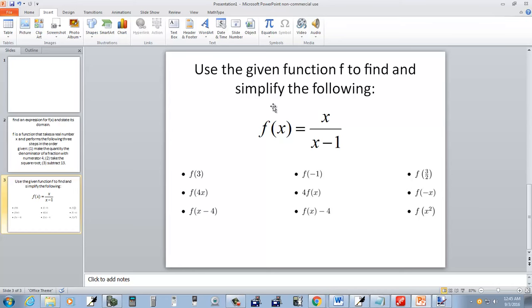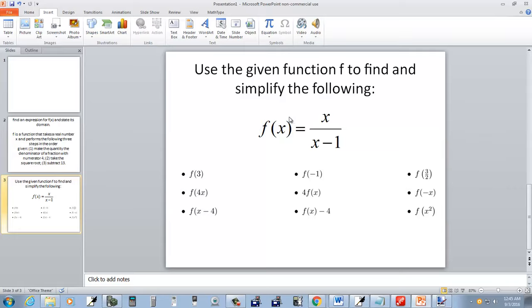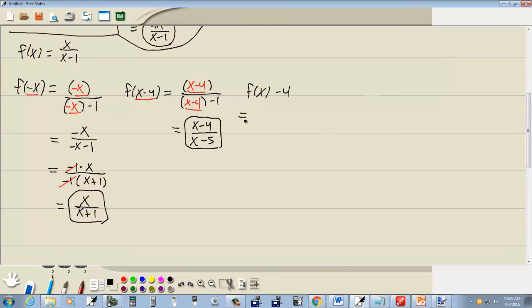F of, what was that one? F of x minus 4, so we need f of x minus 4. Well, this is not evaluating a function. What we're going to do is replace our f of x here with whatever we set f of x equal to. So we got x over x minus 1 minus 4.